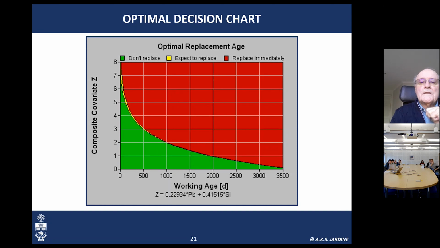And there's a decision chart, and there's the measurements. And once it's into the red zone, you're saying to yourself, we should plan to change it out because we're past the minimum of the cost function. Any dot in the green zone is coming down the cost function. Any dot in the red zone, you've gone past the minimum and you're climbing up.